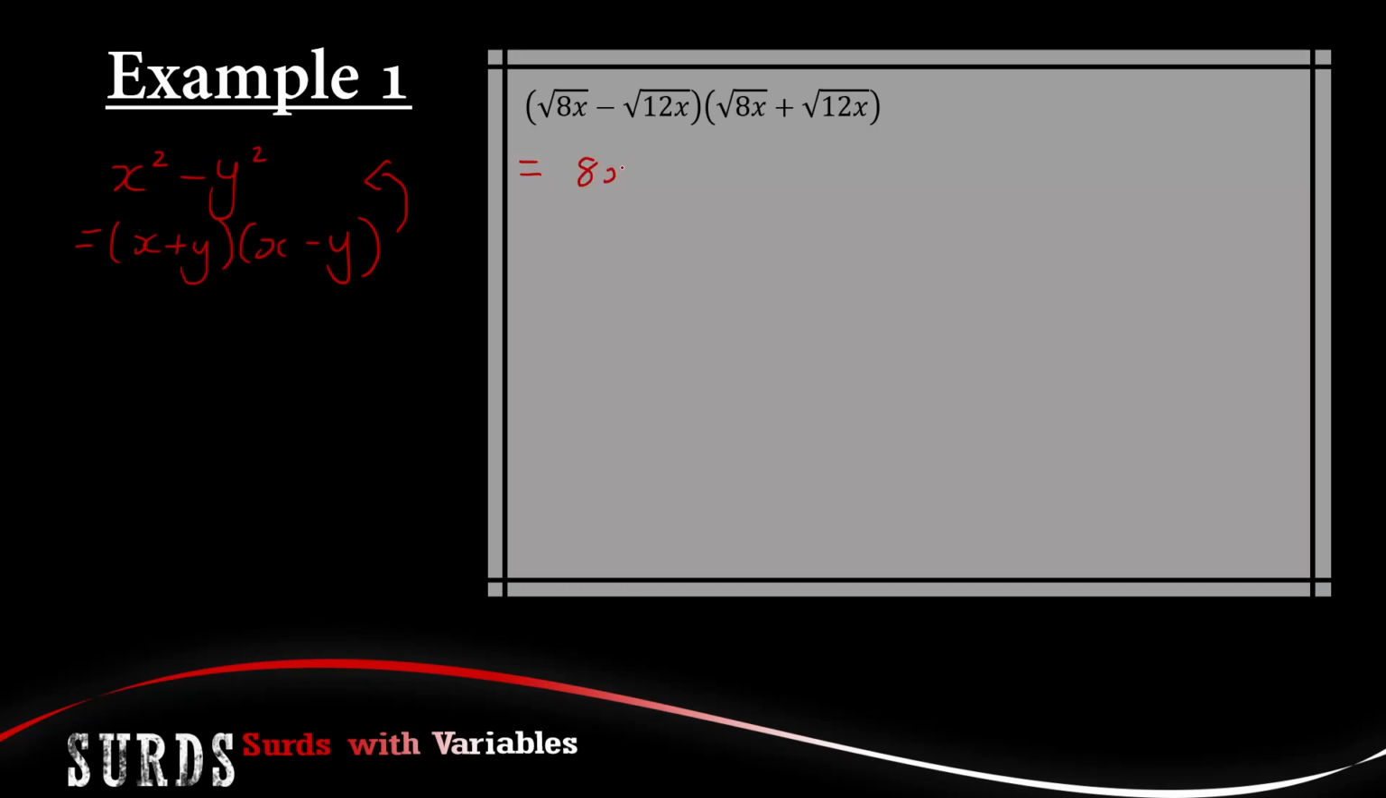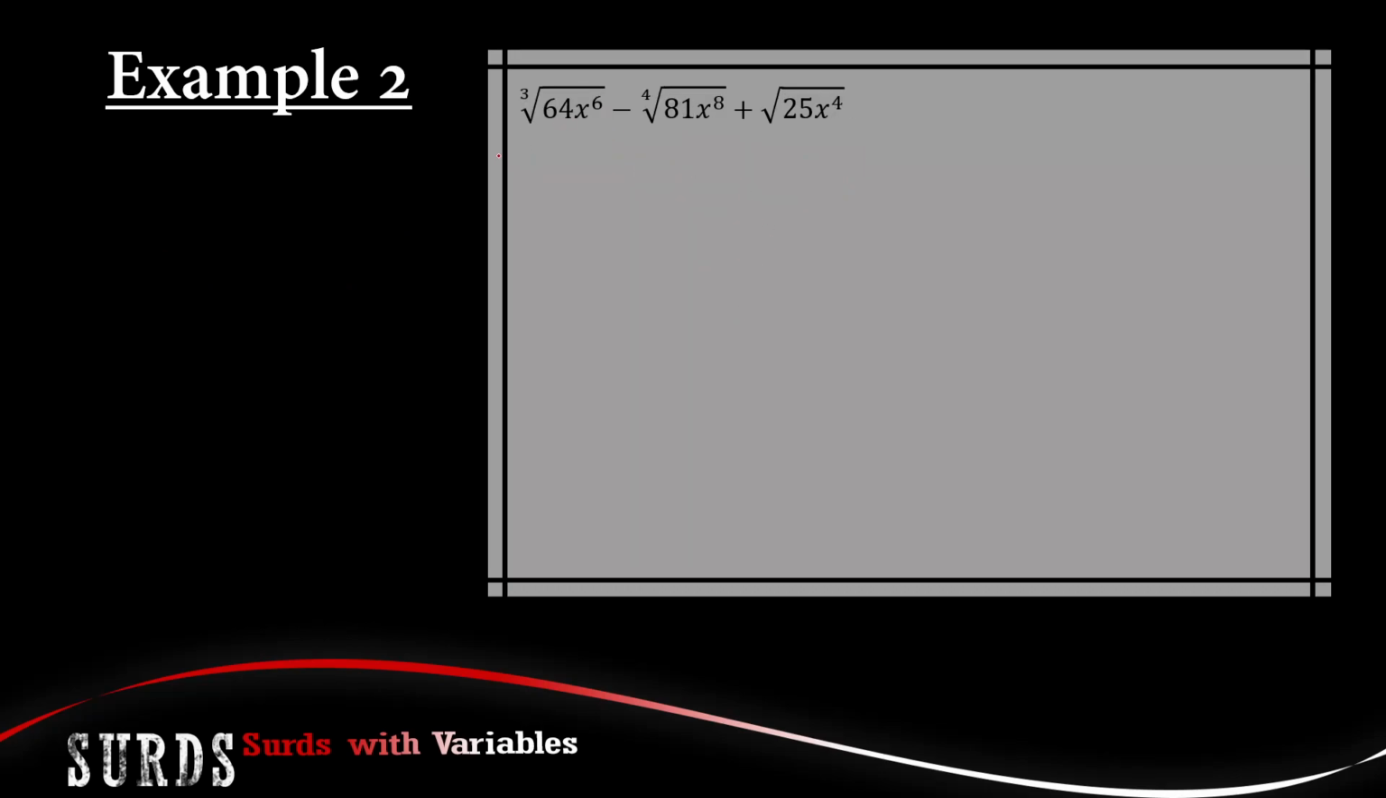So 8x, we square it, and then minus the second term, 12x, and square it. Exactly as it is, we just write it and square it. The root and the square will cancel, so we've got 8x minus 12x, same happens here, and then simplify. 8 minus 12 is negative 4x.